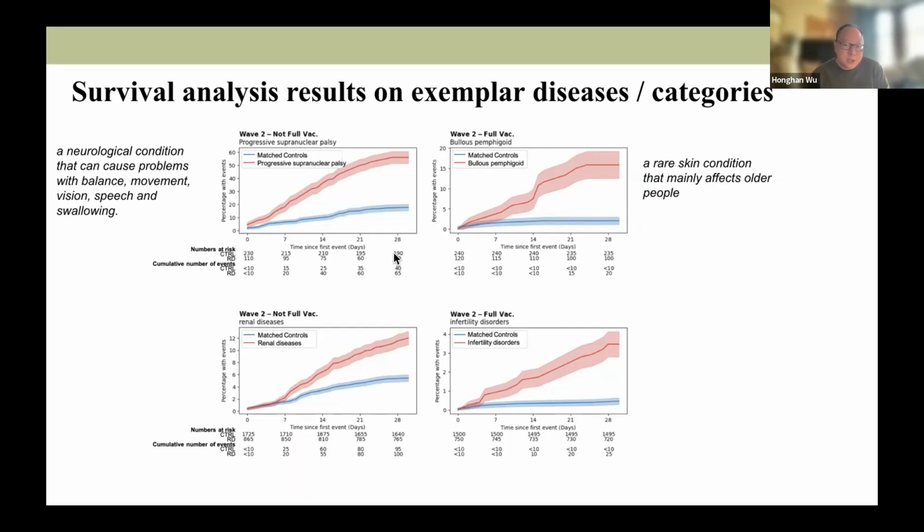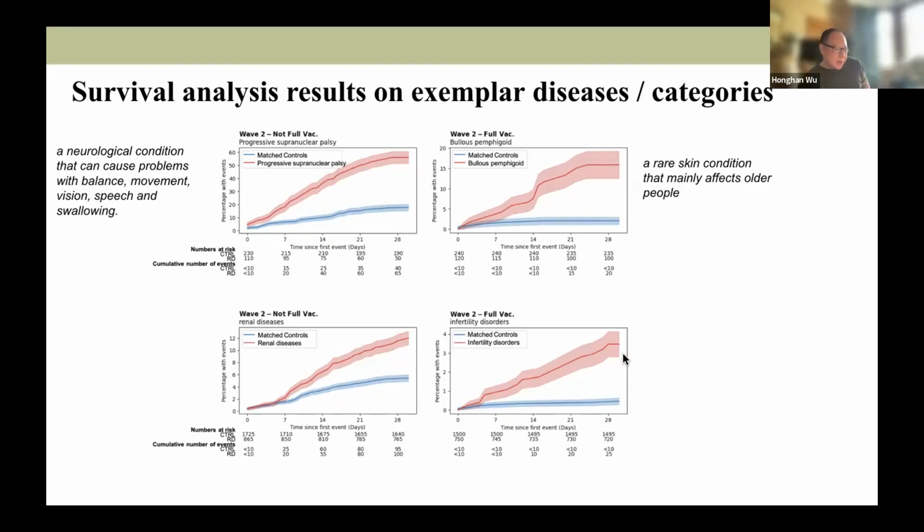The bottom two are groups of diseases. Here we group renal diseases together. You can see that the renal rare diseases as a group have a much higher risk if not vaccinated, about 12. Even for vaccinated, if we look at infertility disorders, it's about 4 as the maximum reading on the y-axis.